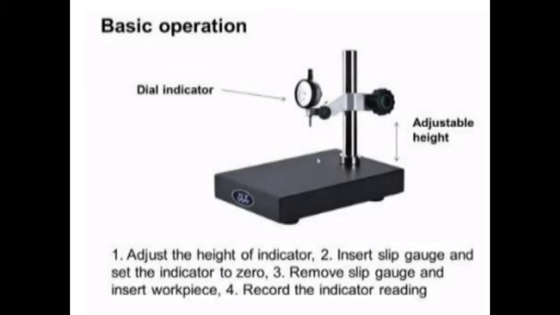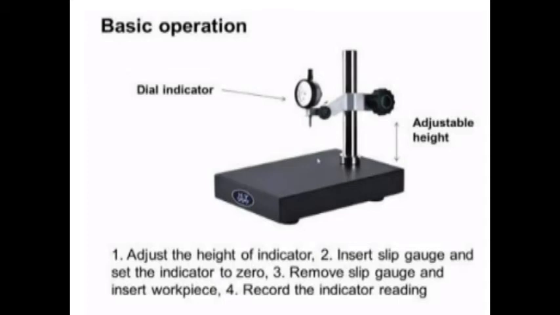Now we should remove the slip gauge and insert the workpiece. The standard should be removed, and the workpiece whose height is to be inspected is inserted between the table and the plunger. If the size is different from the standard size, the pointer will move, and that will show the difference, so that is recorded.